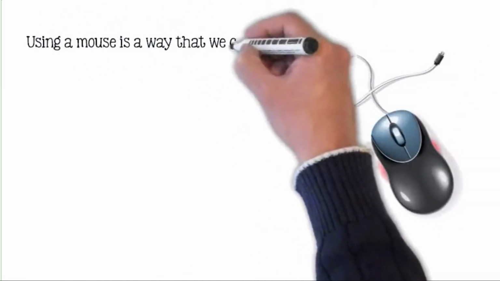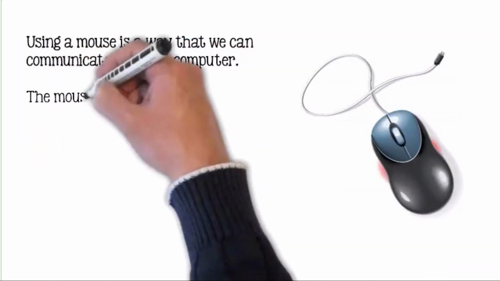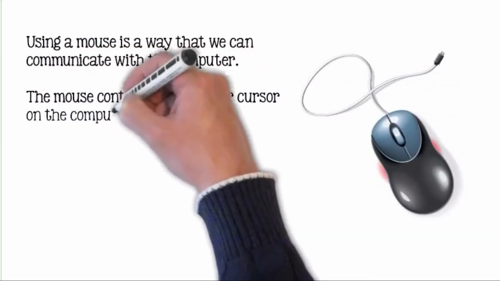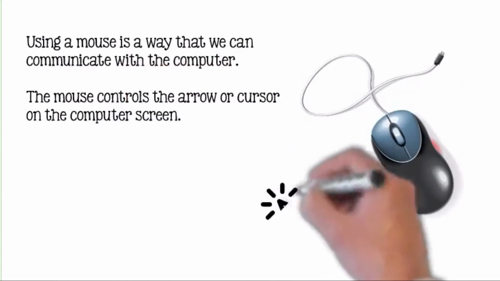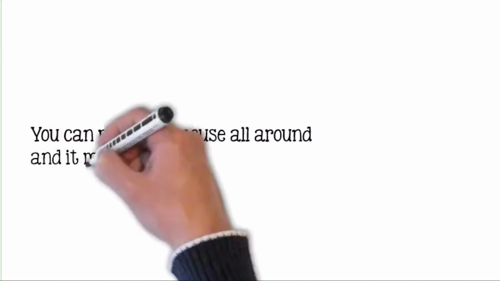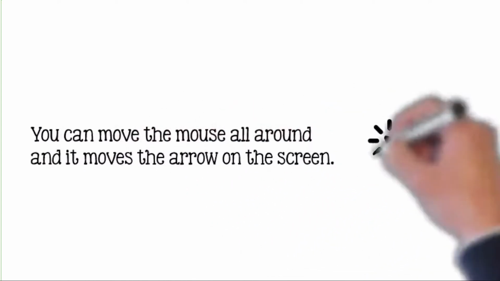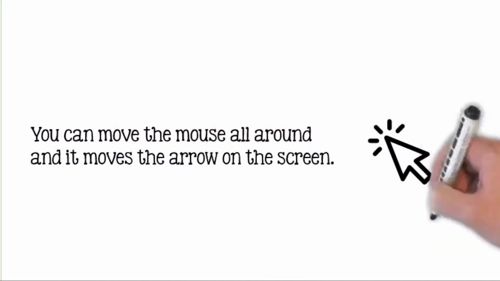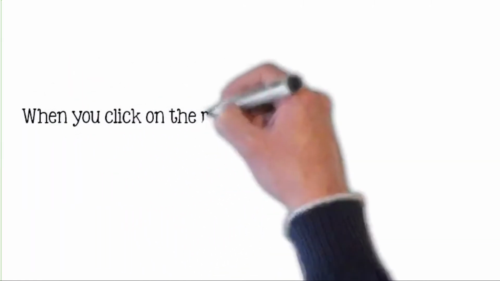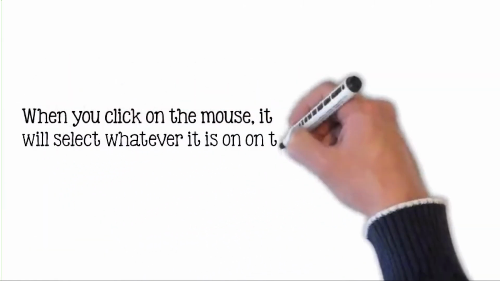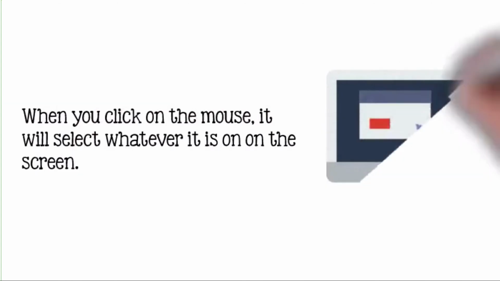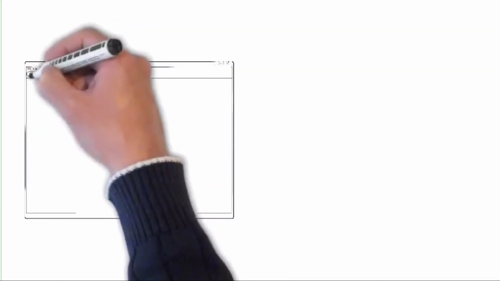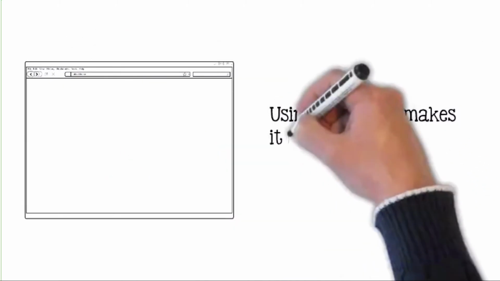Using a mouse is a way that we communicate with the computer. The mouse controls the arrow or cursor on the computer screen. You can move the mouse all around and it moves the arrow on the screen. When you click on the mouse, it will select whatever it is on the screen. Using the mouse makes it much easier to do things on the computer.